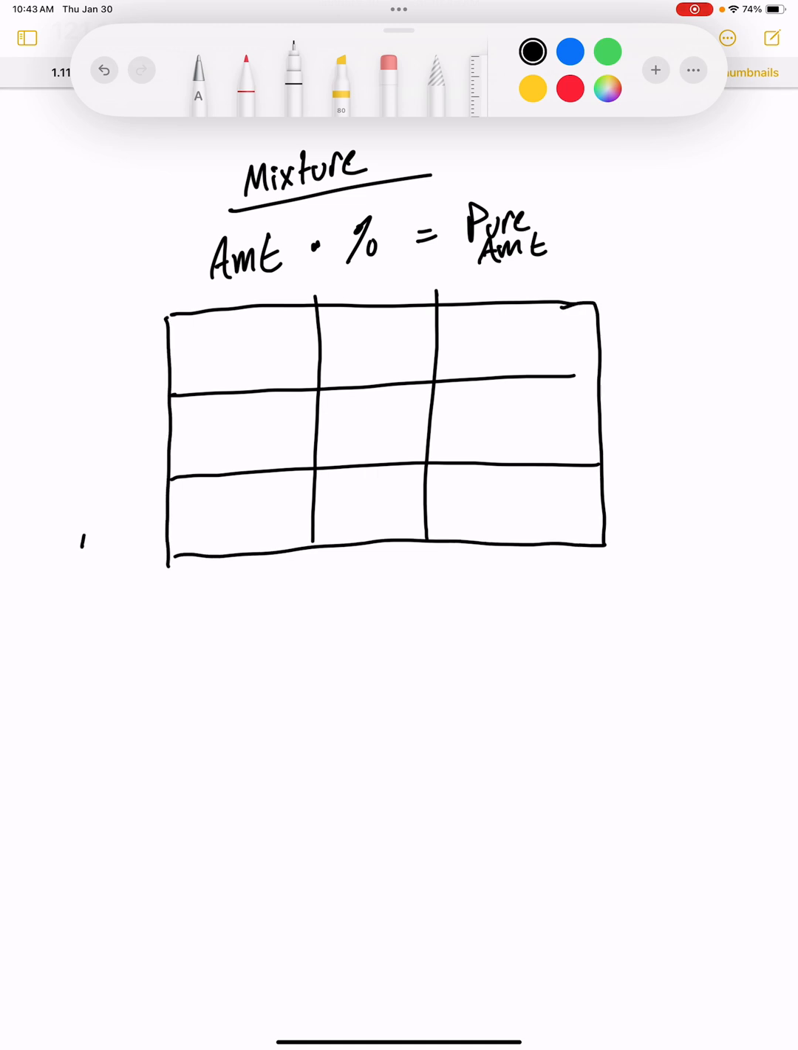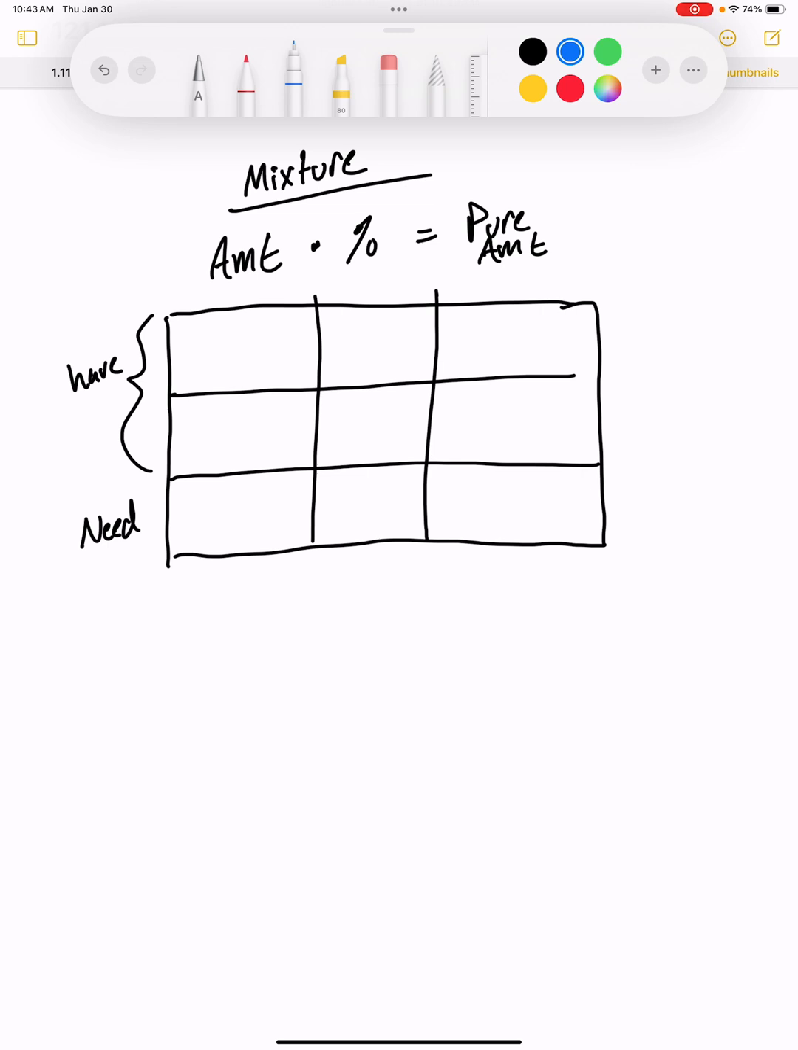The third I'm going to say is what I need. This is what I'm looking for, and these are what I have. All right, that's how I'm going to set it up every time. So let's go back to the question.